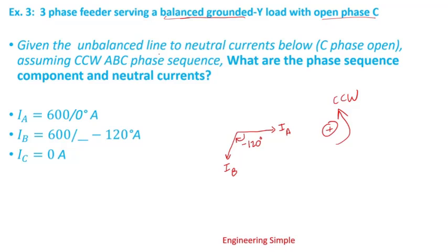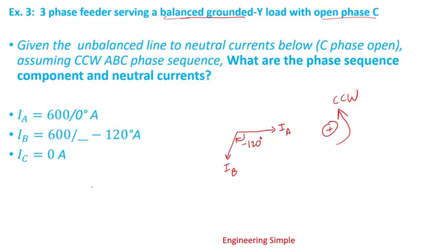So given the unbalanced line to neutral currents below, where C phase is open, assuming counterclockwise ABC phase sequence, so I'm assuming positive sequence ABC, positive sequence rotation. What are the phase sequence components and the neutral currents? So here are the currents. Current in phase A is 600 amps with an angle of 0 degrees. Phase B current is 600 with negative 120 degrees, and phase C is just 0.